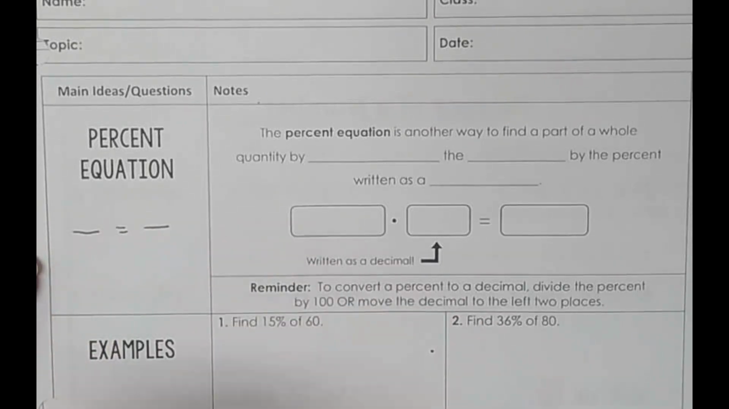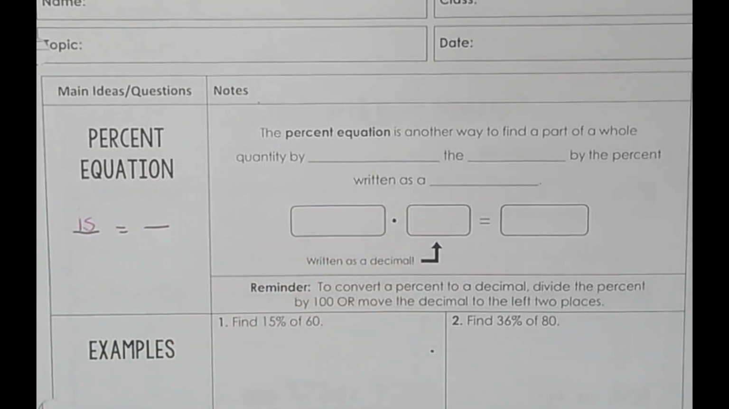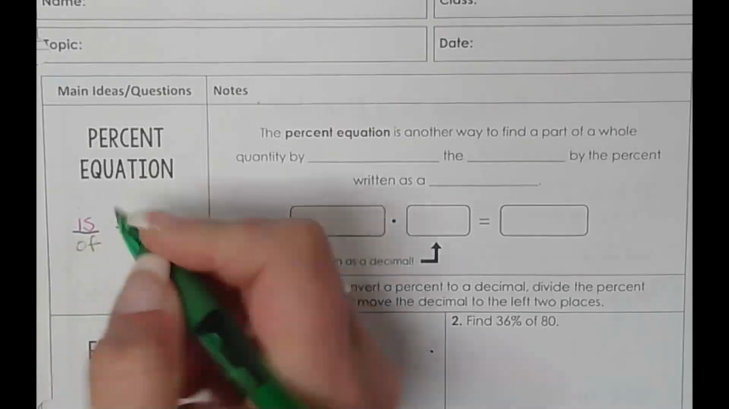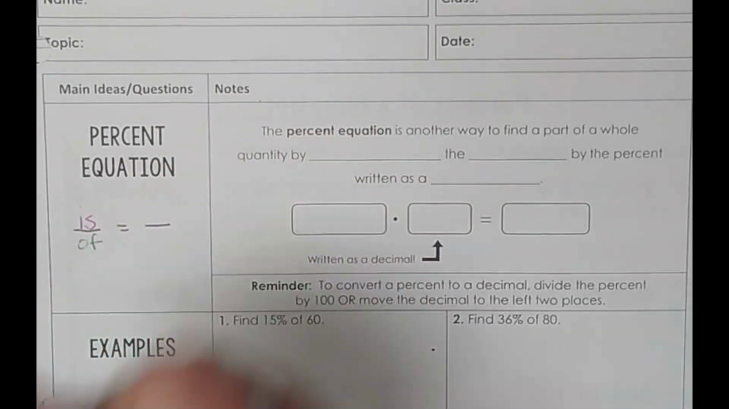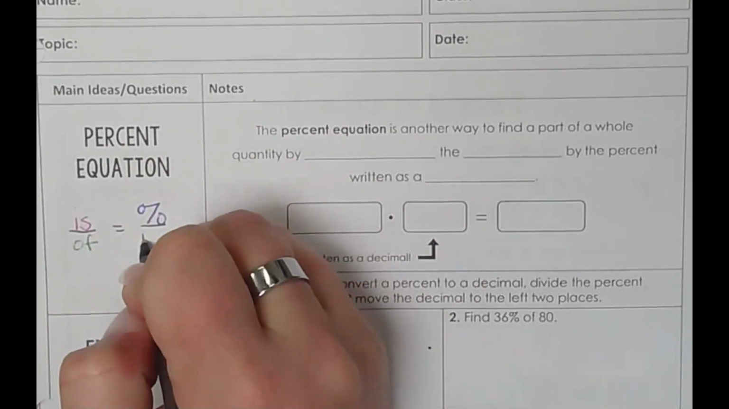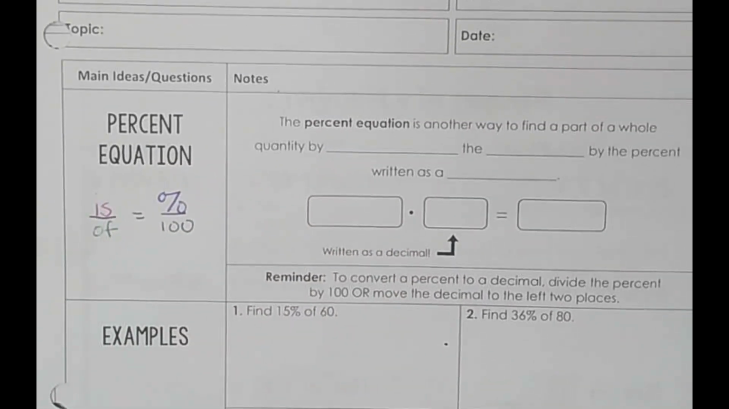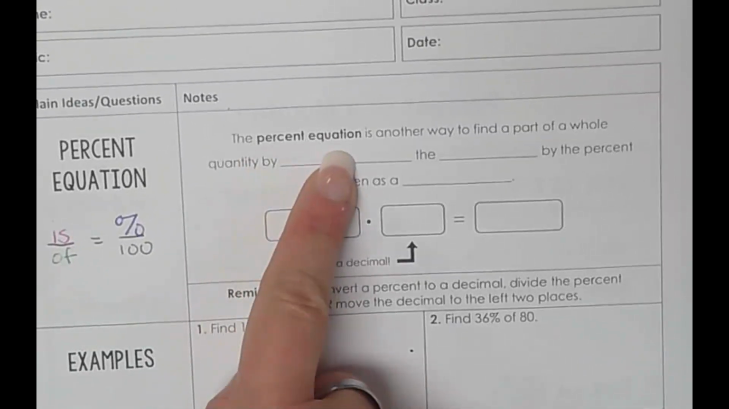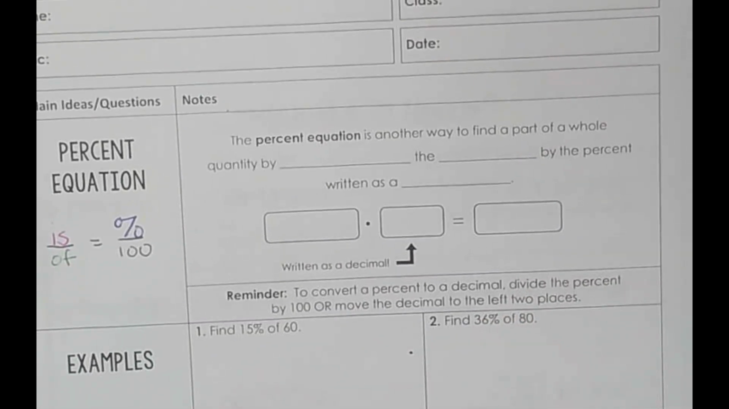Remember, for your proportion, the number that goes with "is" goes on top, "of" goes on bottom, your percent goes on top, and because a percent is a special proportion out of 100, 100 would go down on the bottom. Okay?